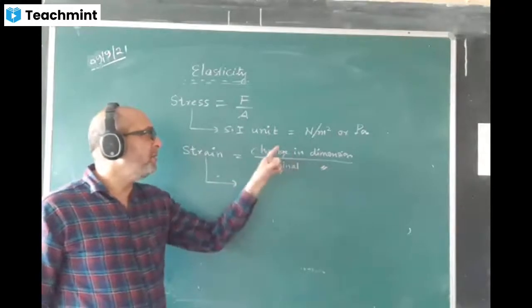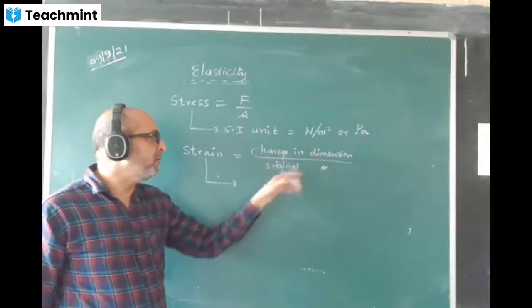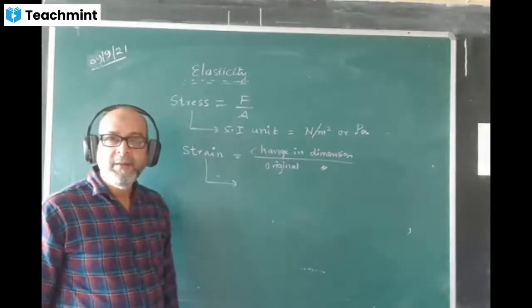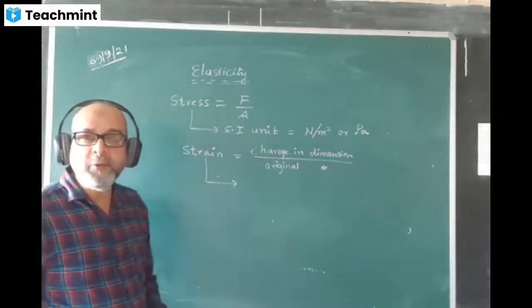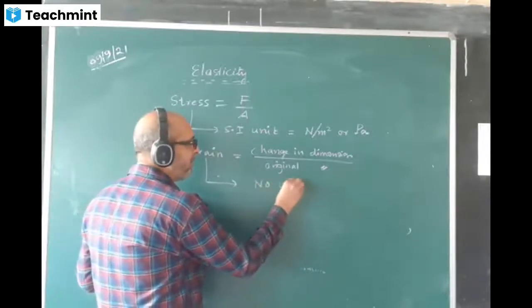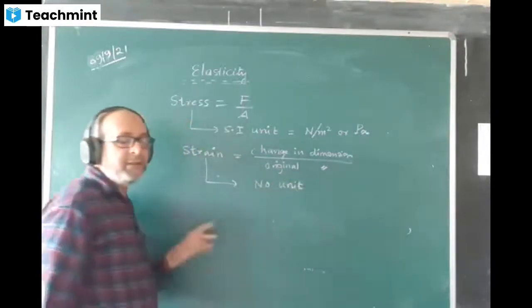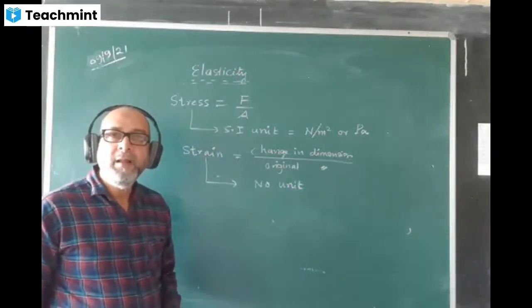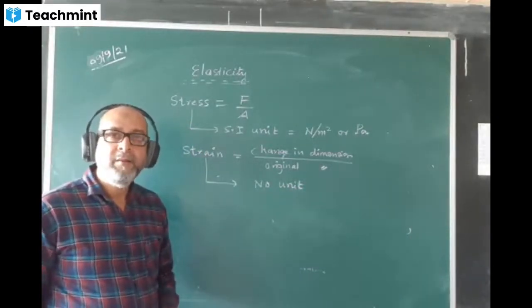Changing the dimension is maybe meter. This is also meter. The meter cancels. So how will it have a unit? Yes, sir. So the unit is no unit. So dimensionless. Neither unit nor dimension. It has no unit. Done? Yes, sir. Okay.